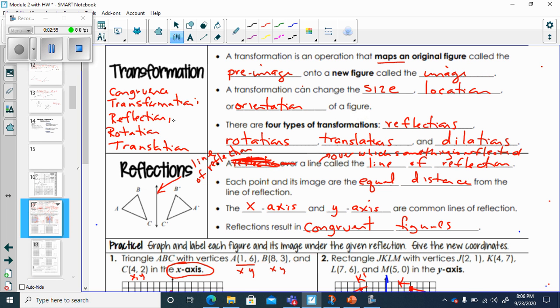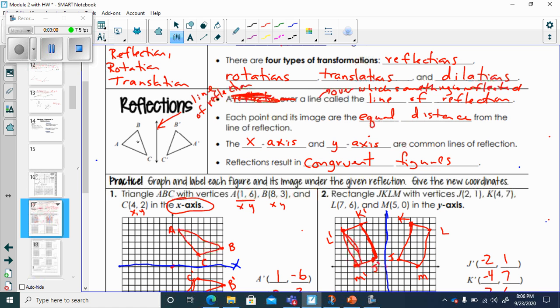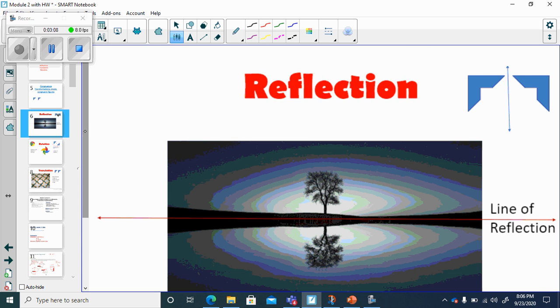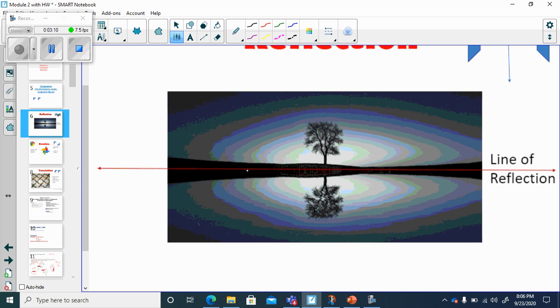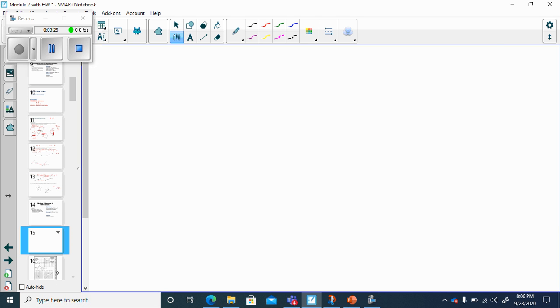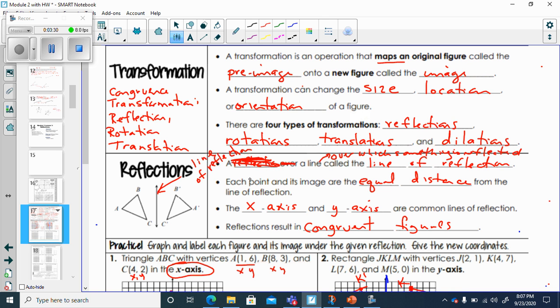So let's talk about reflections, which is a congruence transformation. Notice here we've got a reflection. And let's go back up and look real quick at our reflection that we had a while back. We talked about a reflection being where you have a line of reflection. You have an image, and then you have an image of the same thing on the other side of the line of reflection. So let's go back to where we're working on this. Page 2 in the packet again.